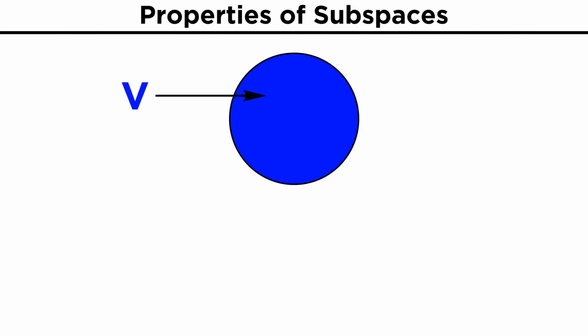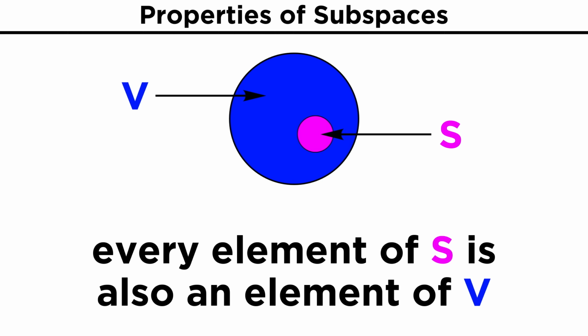Let's say that V is a vector space. Now, we can highlight this smaller section of V and call it S. Every element of S was already also in our vector space V, so we know they all obey the properties we discussed in the previous tutorial.